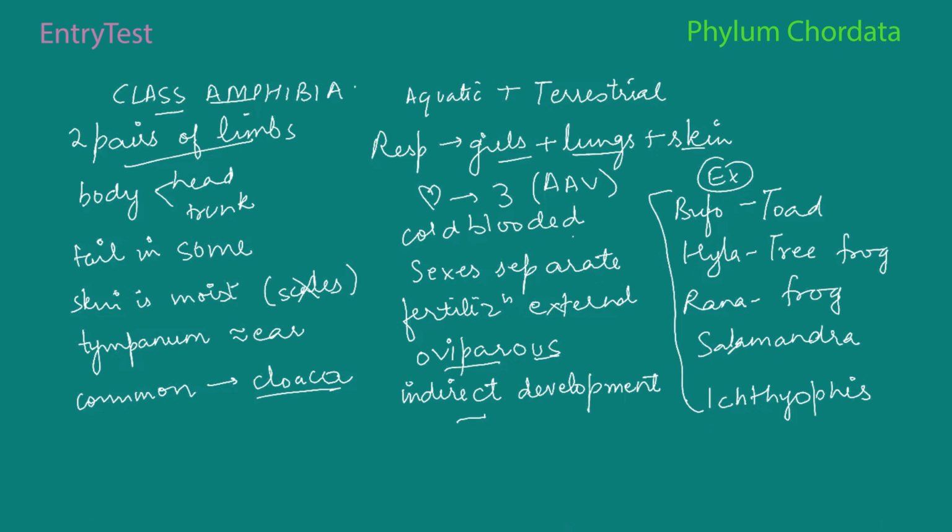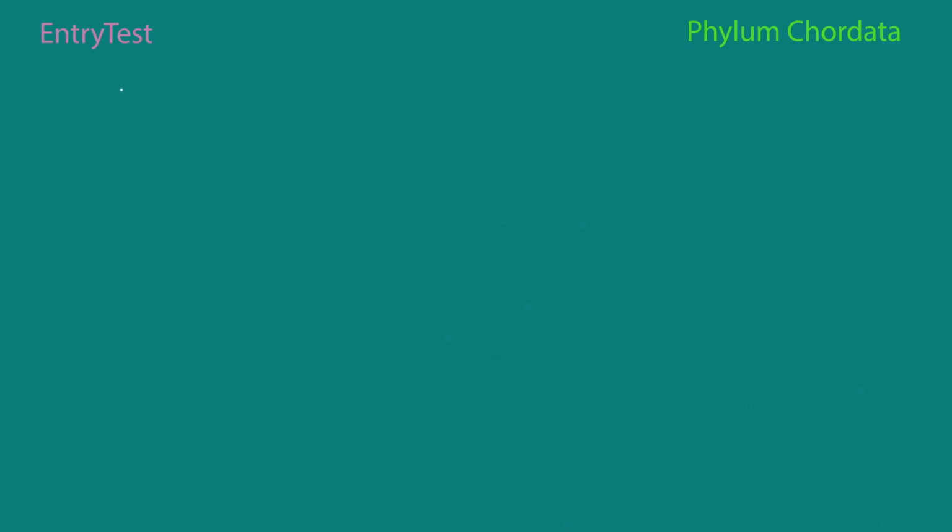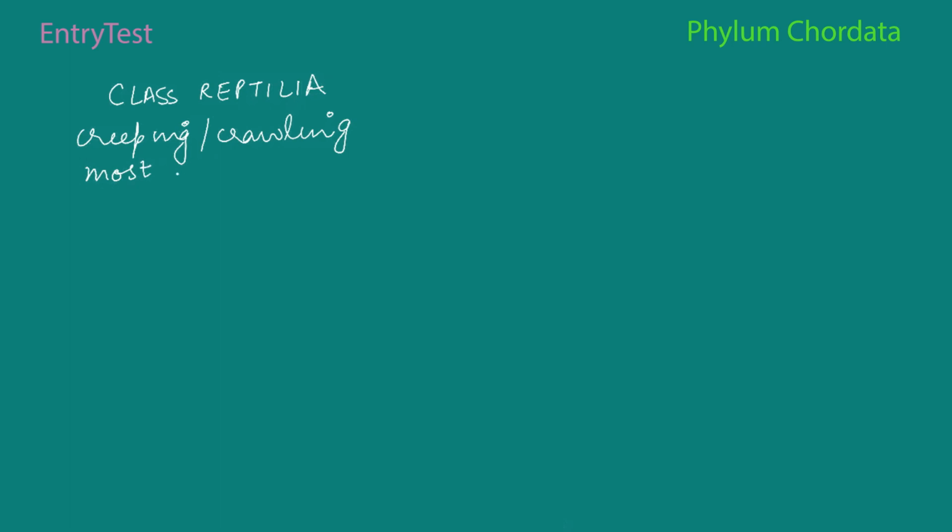And the next class that we are about to study is going to be the class Reptilia. So let me write it down over here, class Reptilia. The main feature of this class is that they are creeping or crawling animals. That is what the name Reptilia suggests about them. They're mostly terrestrial. Some of them can be aquatic as well. So mostly they live on land.